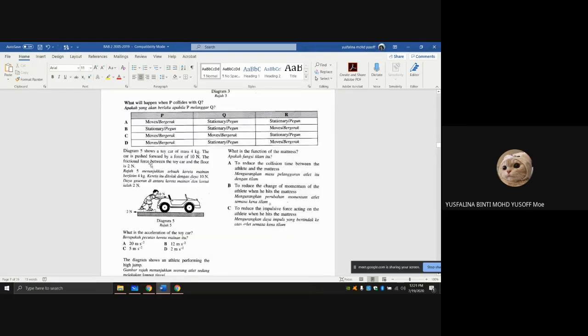For this one I already taught you before, but that one you have to find the force, the force given by the engine. But this one you have to find the acceleration. Use the same equation that I gave before. Try to answer first, then give me the answer. Just write in the chat.